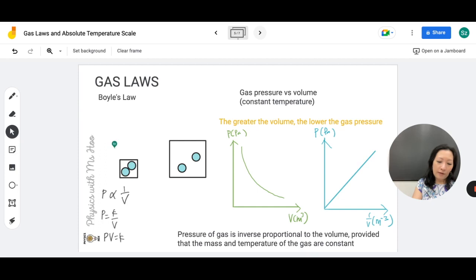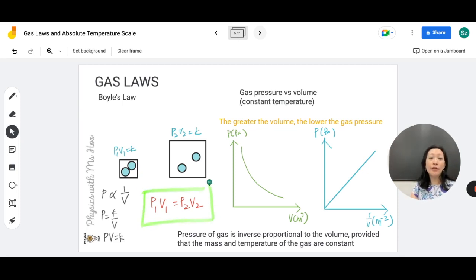So if you have P1 V1 equals K and P2 V2 equals K, because K is the same, in the end we're going to get P1 V1 equals P2 V2, and this is the formula which can be used to solve questions involving Boyle's law.